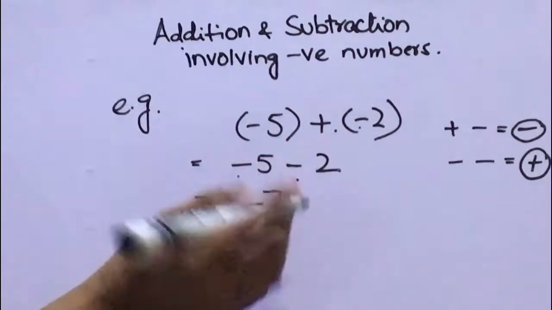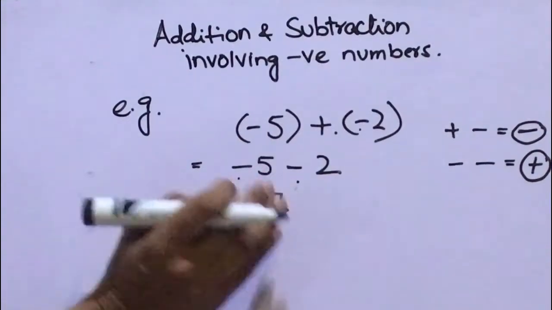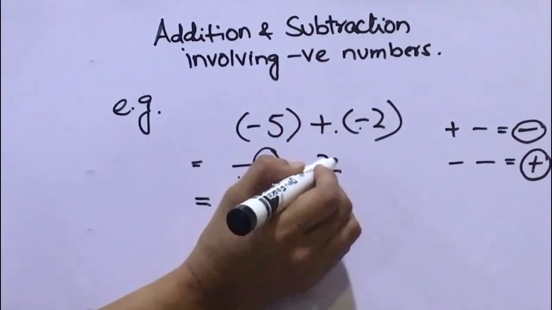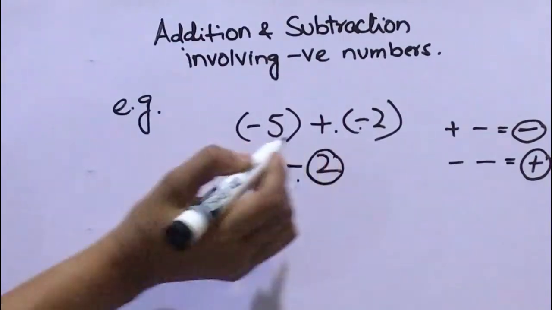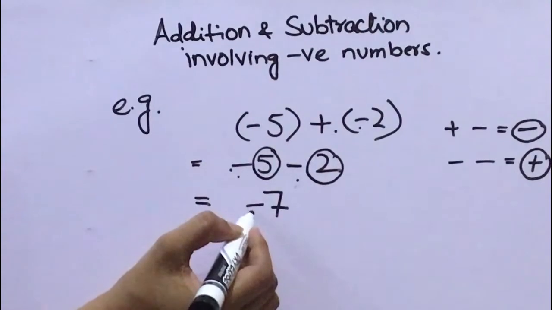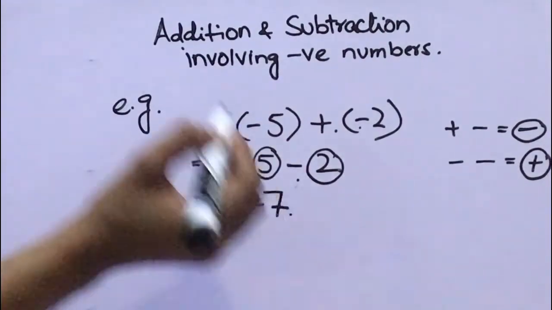Minus 7. Now why is there a minus sign? 5 is the greater number as compared to 2, so we will use the sign of the greater value, which is minus. So the answer would be minus 7.